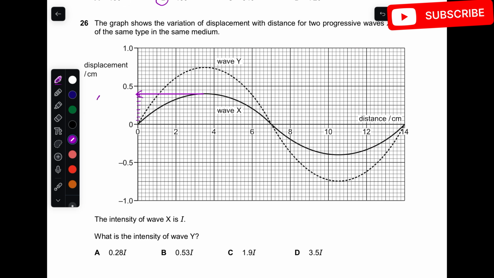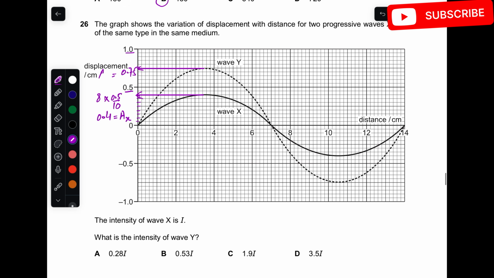It's the eighth box, and each box is basically 0.5 divided by 10. So this value is 0.4. That is your amplitude for the x. Okay, let's call it ax. And for the amplitude of y, this is 0.5, this is 1, so this is 0.75. This is the amplitude of y.